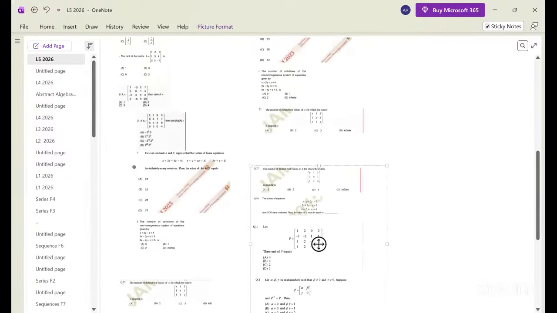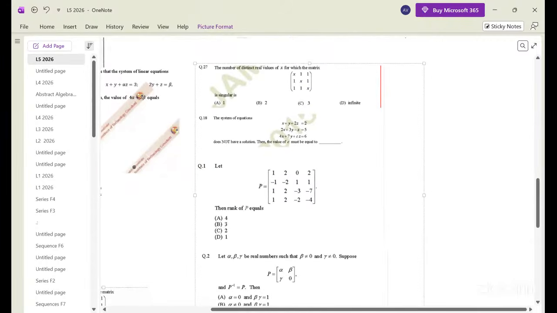Here. Are you able to see this question? When you look at this question, the number of distinct real values of x for which this matrix is singular is. What is meant by singular? Determinant is zero. So we have to find distinct x values if this matrix is singular.